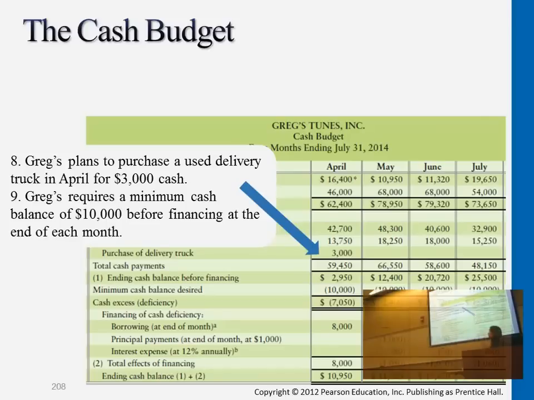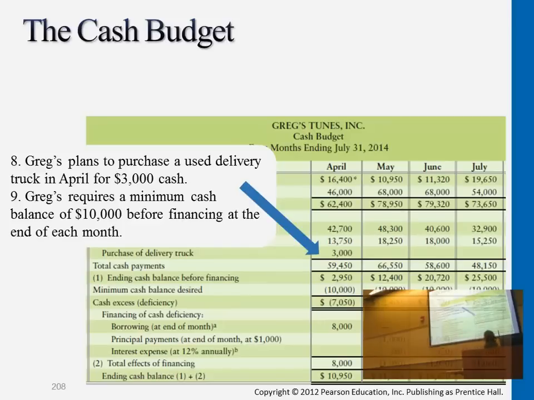Now it gives you additional information here, number 9, that the company wants to have at least a cash balance on hand of $10,000 every single month. Usually companies will set a threshold for cash balance, just in case anything happens, like if a machine breaks down or if they have special orders. Different companies have different thresholds, but in this particular example, it tells you that we need to have at least $10,000 cash on hand.